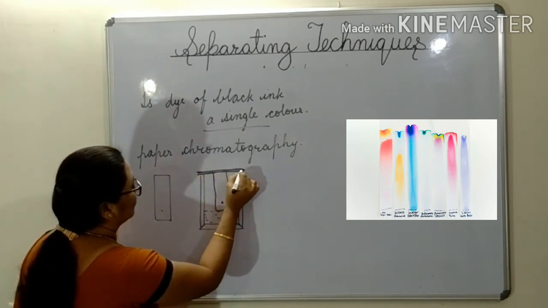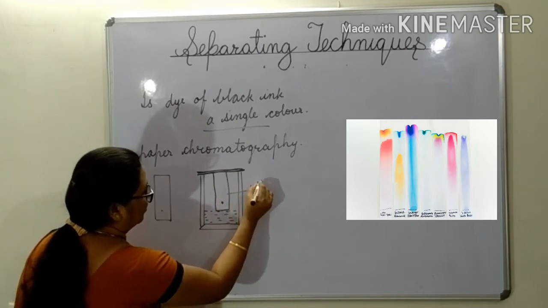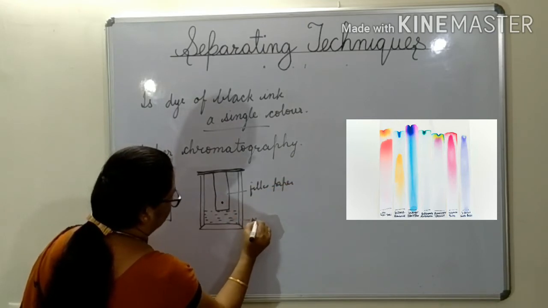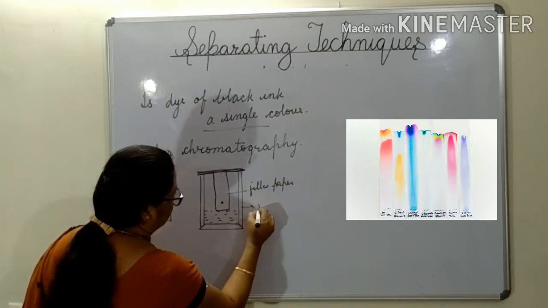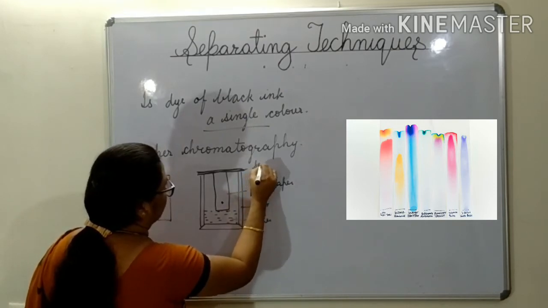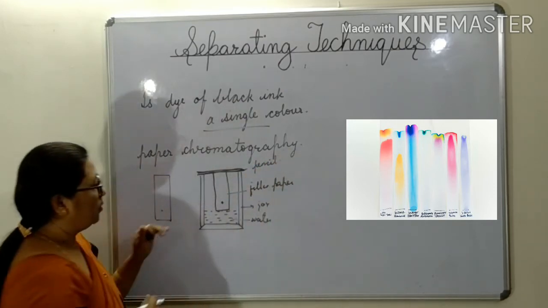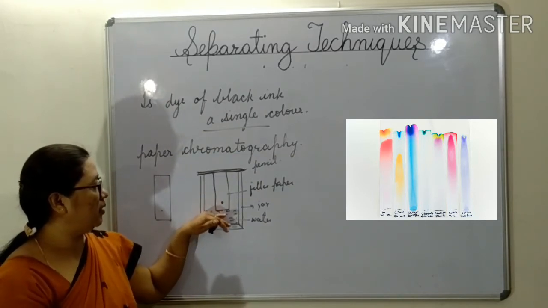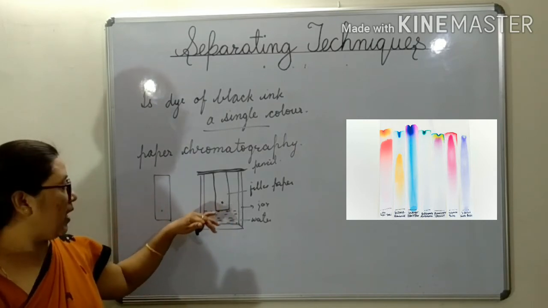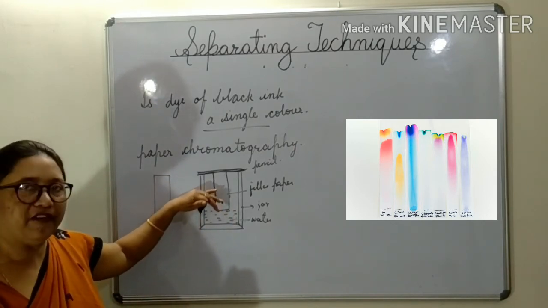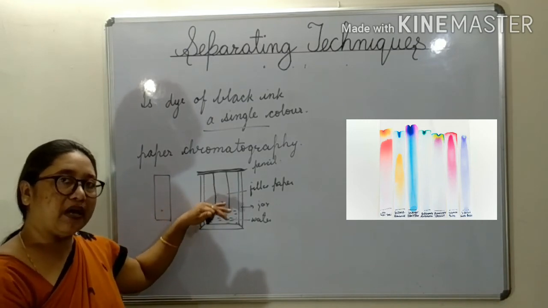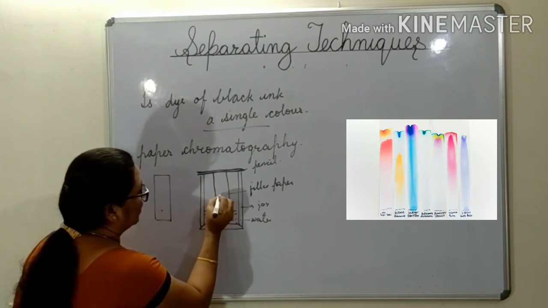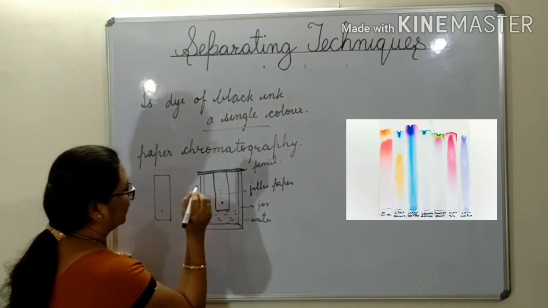What will happen? So this is a filter paper. This is water. This is the jar. This is the pencil. Now, what will happen? The filter paper will start absorbing the water, and the water will start rising in the filter paper along with the particles of the dye. And what we will see is that we will get dots of different colors.